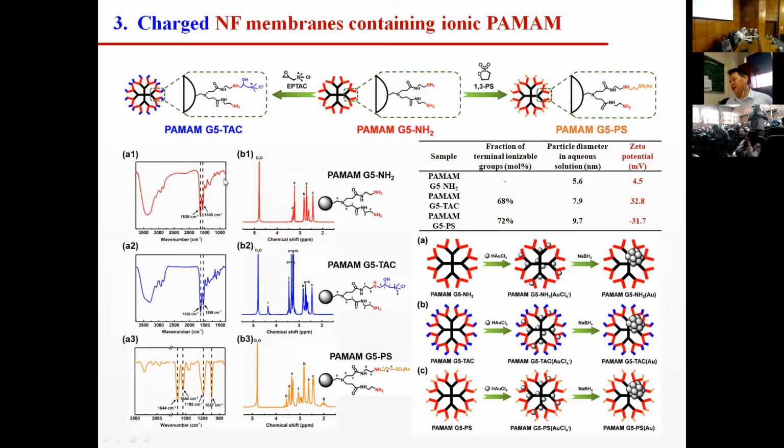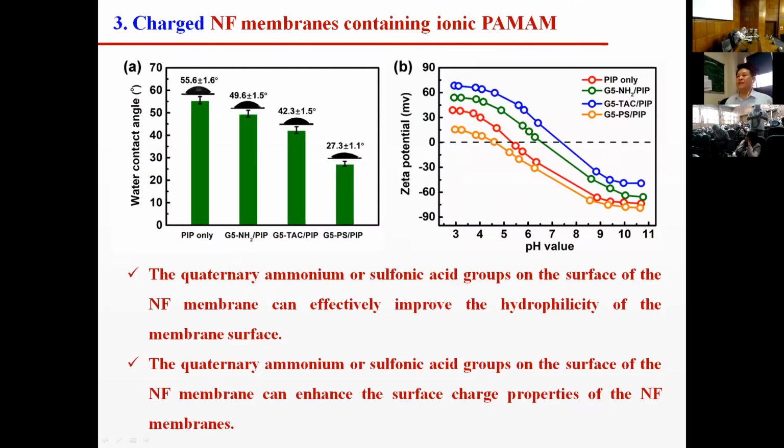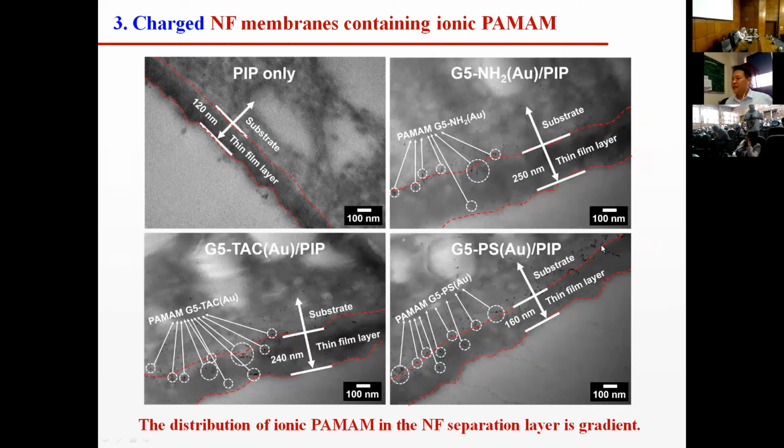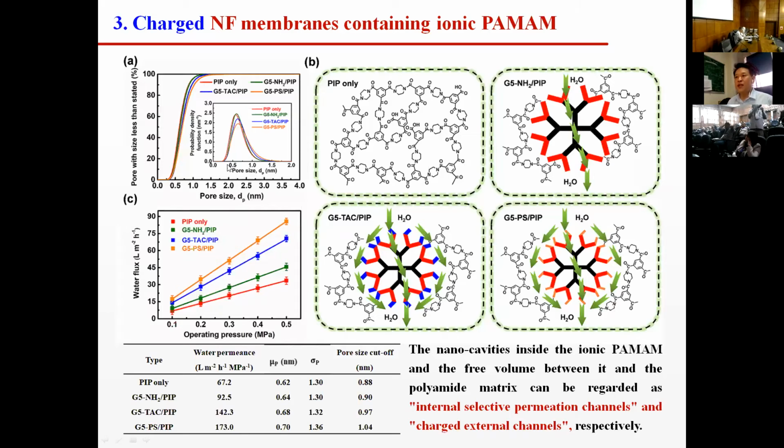So the water is very effectively realized. This is the structure of the membrane. We can find the PAMAMs distribute in the polyamide layer, and the distribution is very homogeneous. This is the pore size of the nanofiltration membrane. The pore size ranges from 0.4 to 1 nanometer.